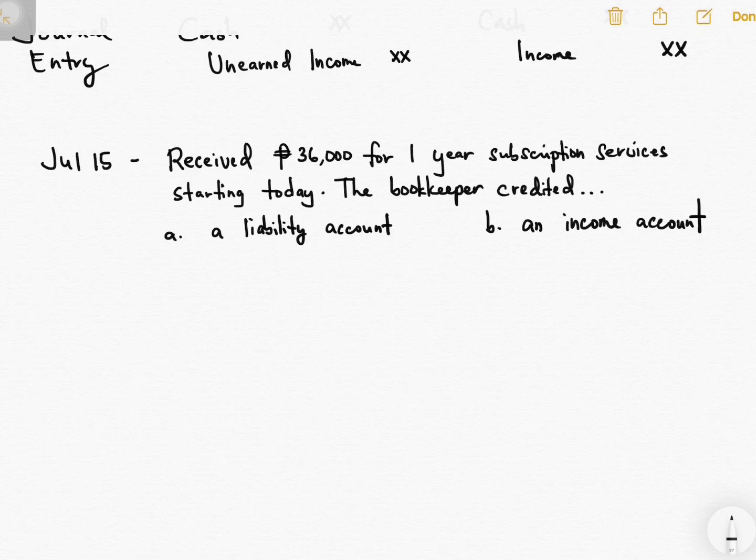Sometimes in problems, it will not tell you that the bookkeeper credited a liability account. Instead, it will tell you that you credited a real account. It's the same. And for the income account, they will say credited a nominal account. That's also income. So what's your journal entry here? Again, this is the journal entry. We are not in the adjusting yet. If the bookkeeper credited a liability account, what's your entry? Your entry is debit cash, credit unearned subscriptions, right?